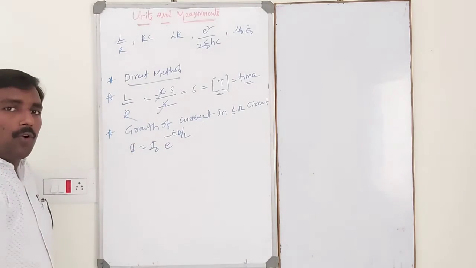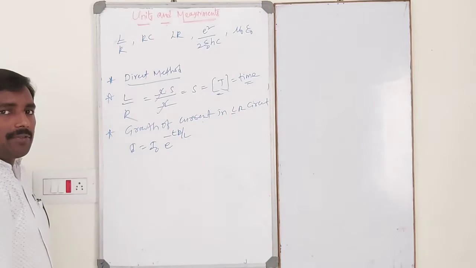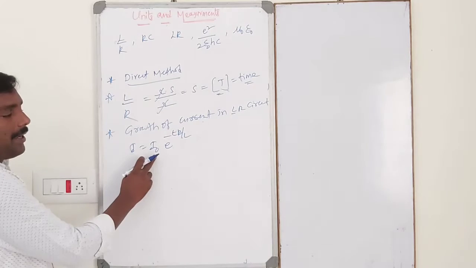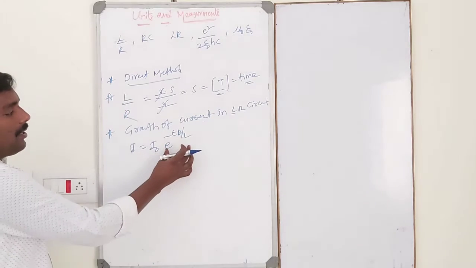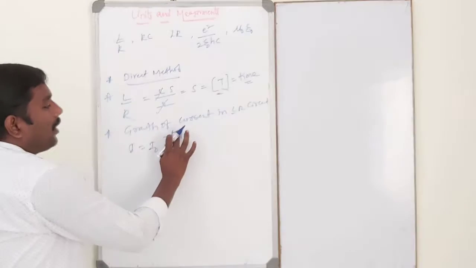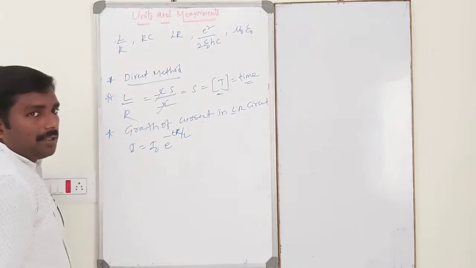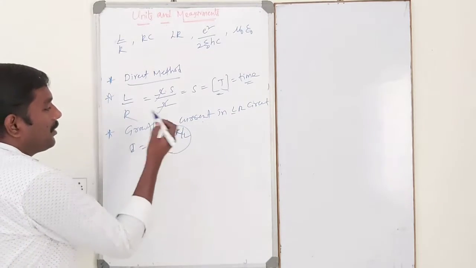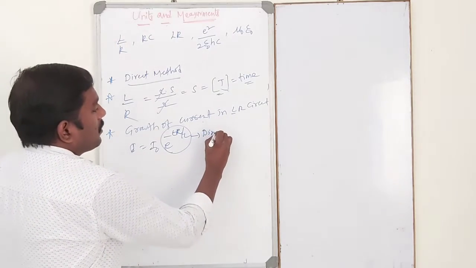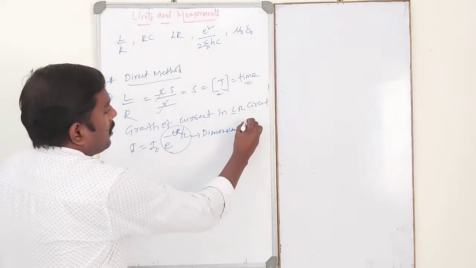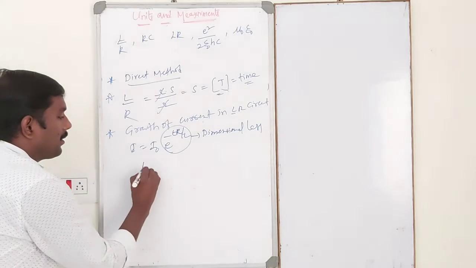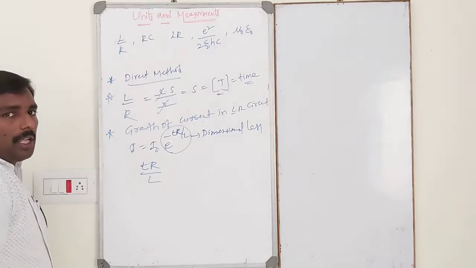According to the principle of homogeneity, the dimensions of both sides of the equation must be the same. Then current I and I naught have equal dimensions. Then the term e to the power of minus tR by L is a dimensionless quantity. So tR by L is also a dimensionless quantity.